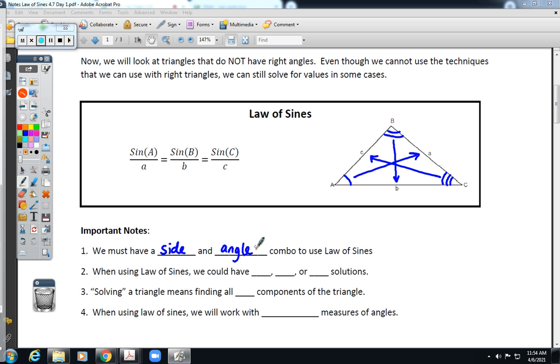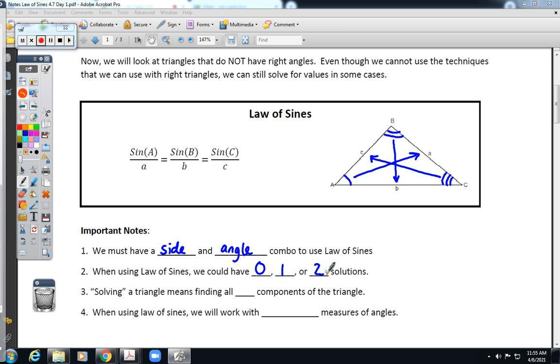When we use the law of sines, it is possible that there could be 0 solutions, 1 solution, or 2 solutions for that particular triangle. The 2 solutions is known as the ambiguous case, and we will talk about that at the end of this note packet.